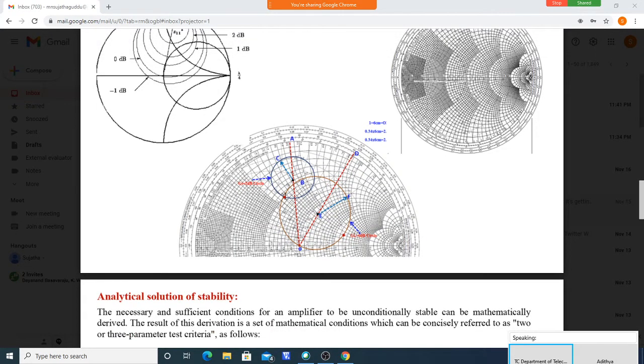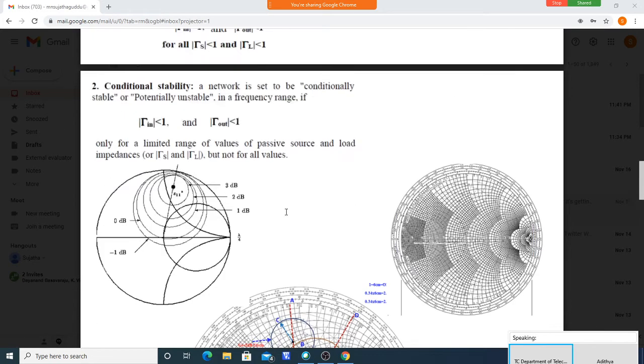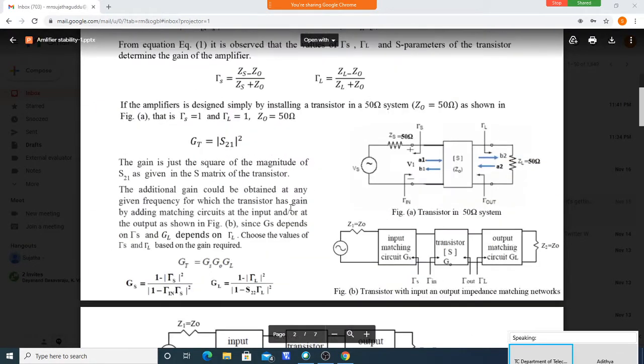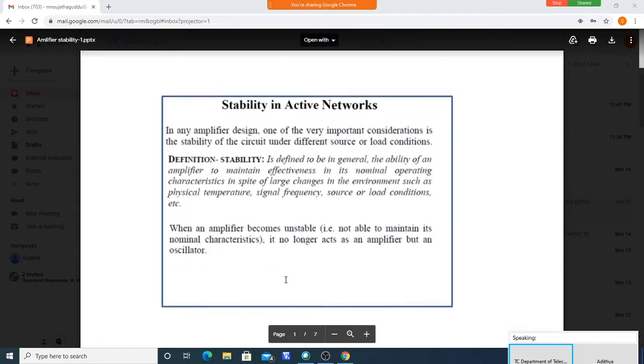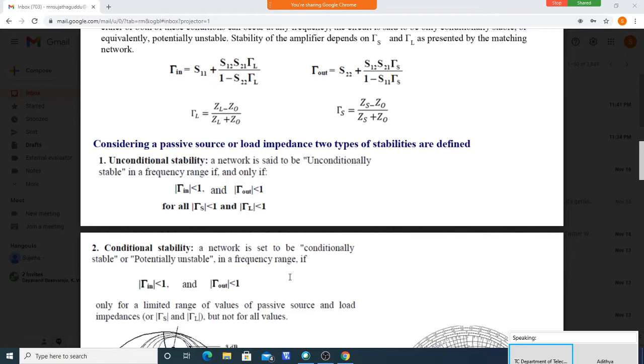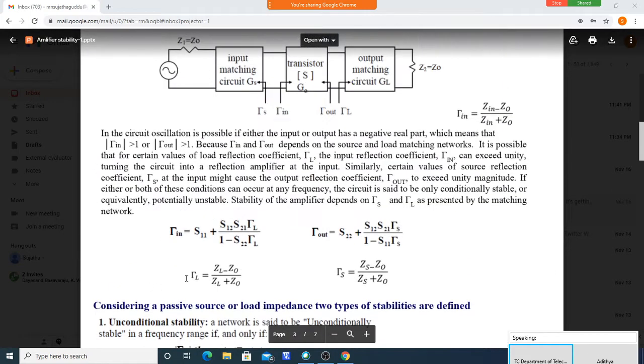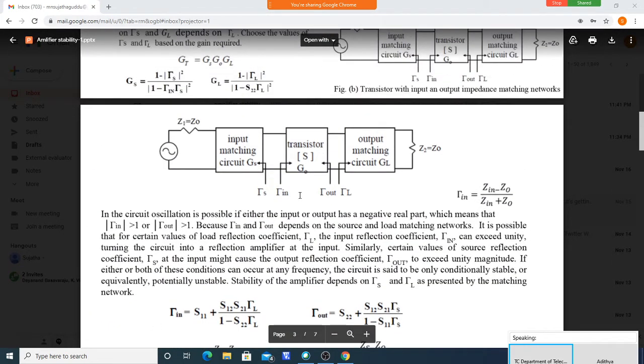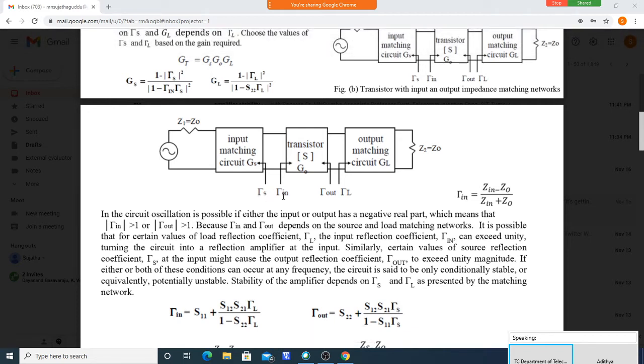But if instead of taking it here, you take it somewhere else, sometimes what happens to this reflection coefficient here? See, we know the reflection coefficients tau in and tau s. Here is tau s. This is tau in. Tau in is the input reflection coefficient looking towards the active device.